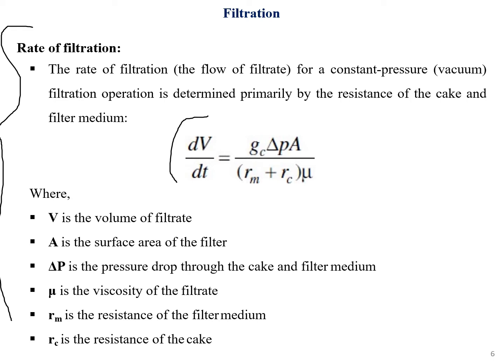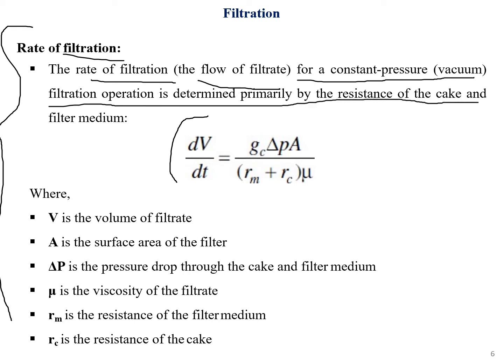So, the rate of filtration, or the flow of filtrate for a constant pressure filtration operation in a vacuum, is determined primarily by the resistance of the cake and the filter medium. The resistance of the cake is basically the accumulation of the unwanted stuff that gets blocked by the filter paper due to the passage of the filtrate.